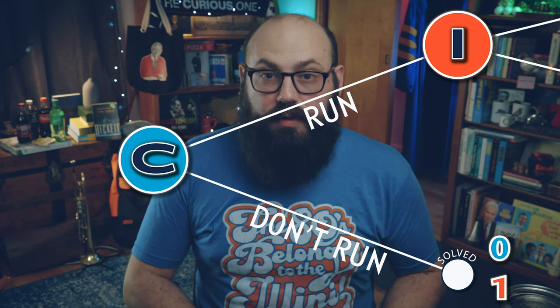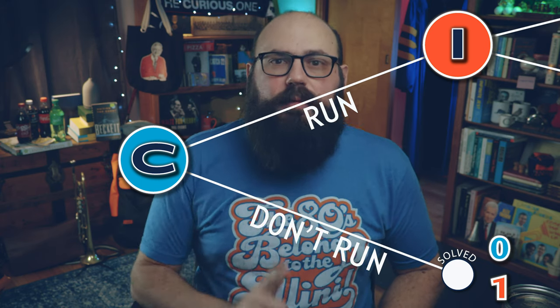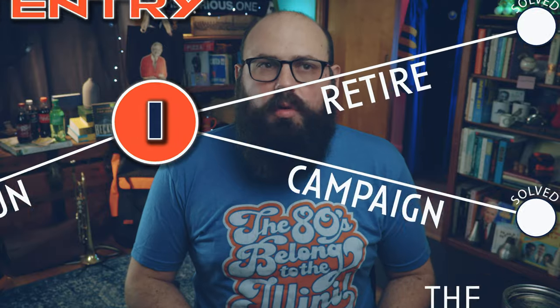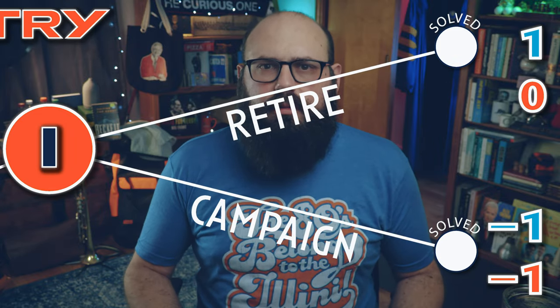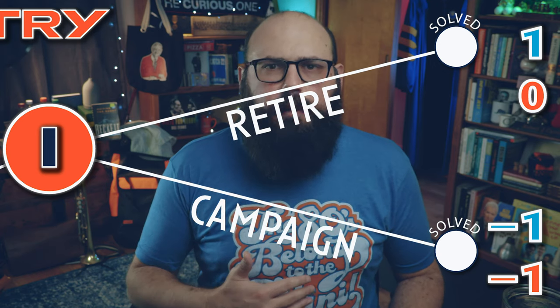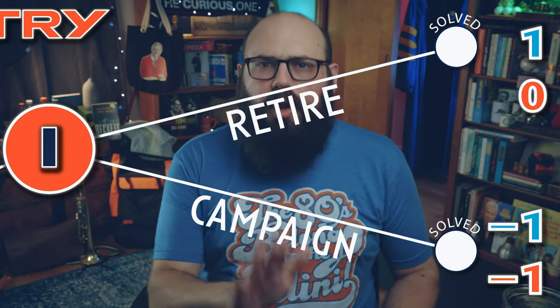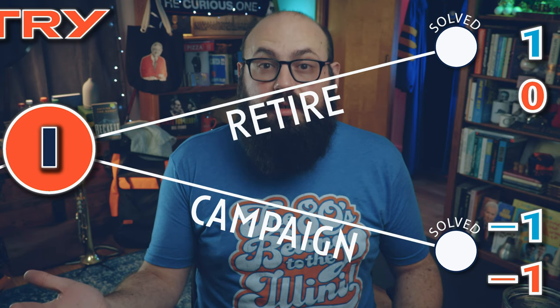Do you see the word solved on this? I don't see the word solved on this. However, if we think about the incumbent's decision node, at that decision node, we can wind up at the retirement ending, which is solved, or we can wind up at the campaign ending, which is solved. All of the nodes that follow the incumbent's decision node are solved.